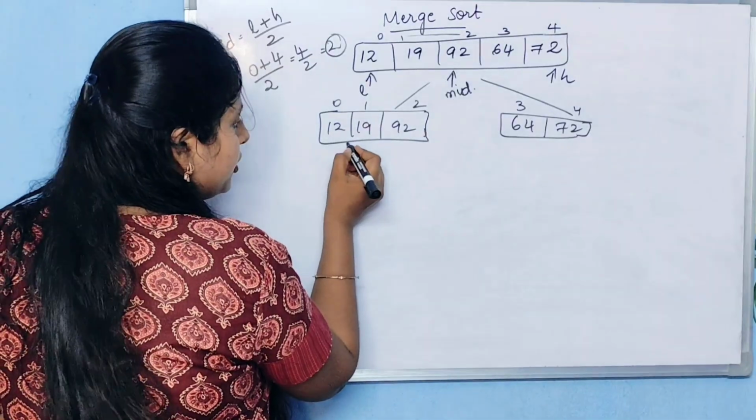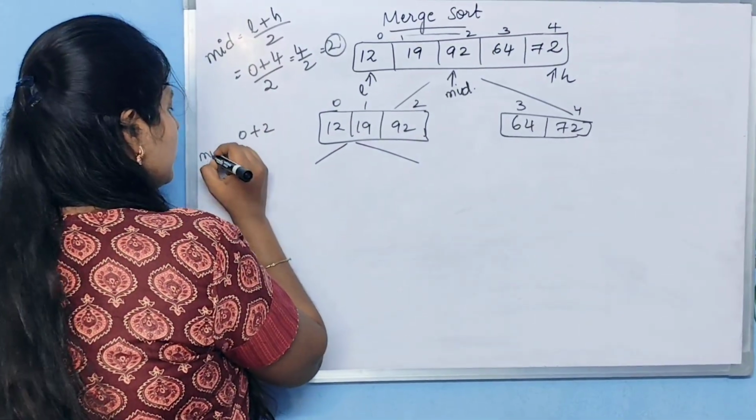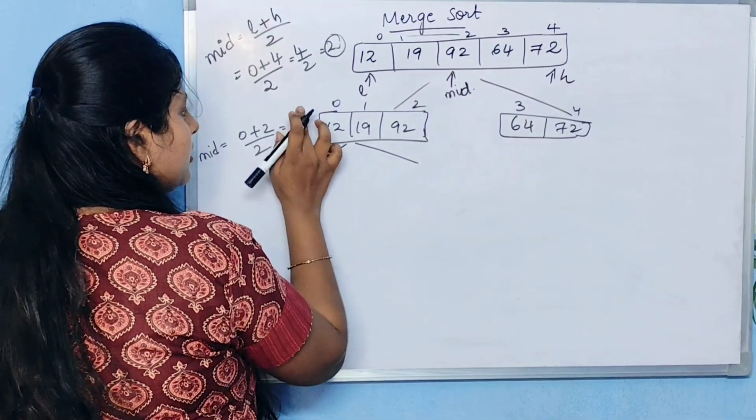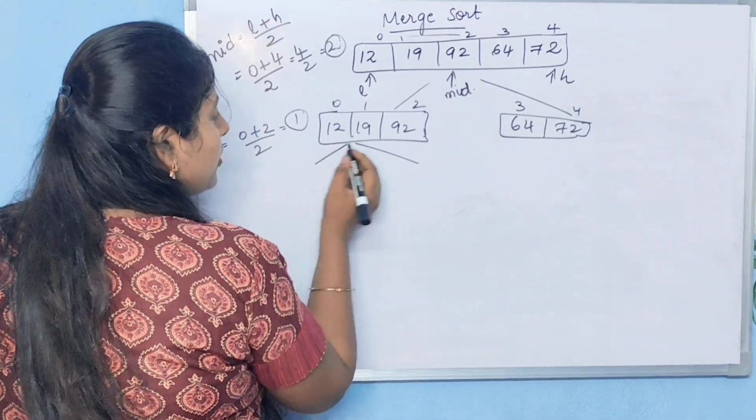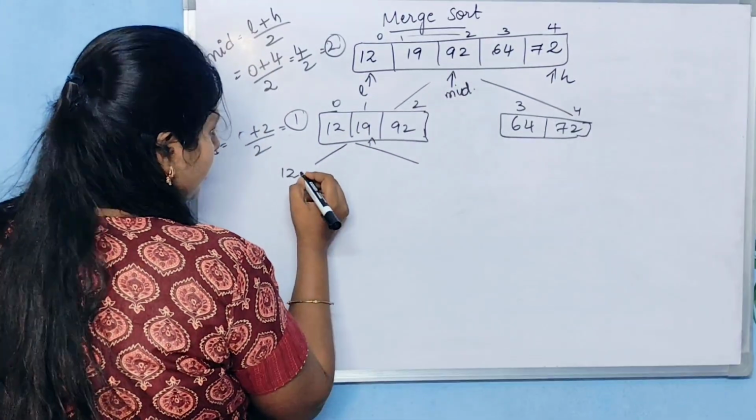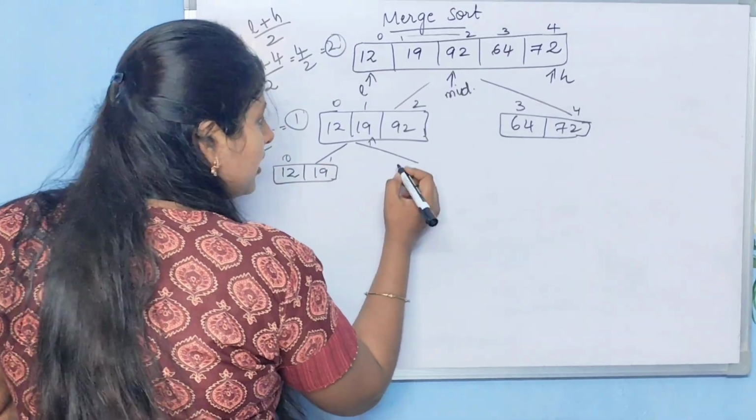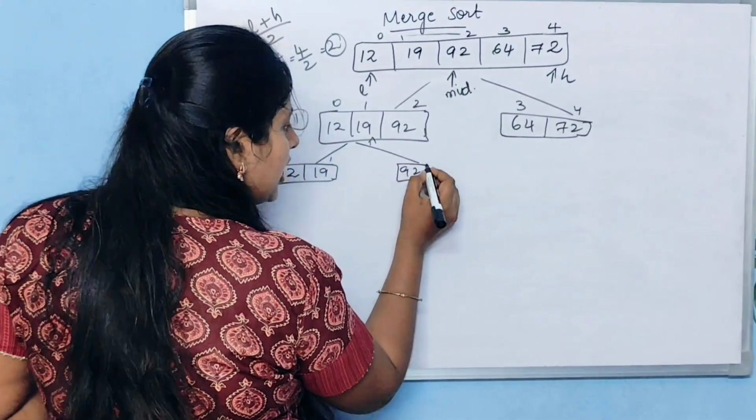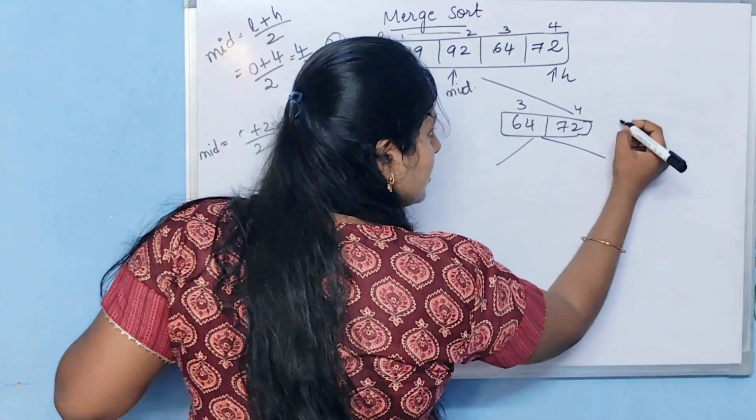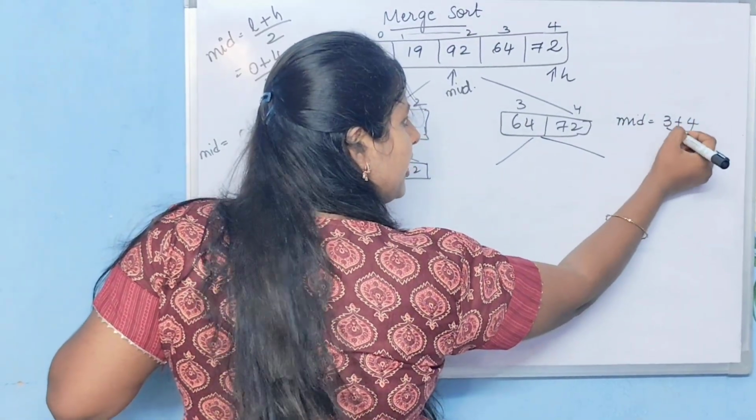Now divide this into two halves. So 0 plus 2 by 2, that is 1. So 1 is my mid value, and I will combine it in the left subarray. So 12 and 19, indexes 0, 1, and 92 is the other half. Now I will divide this. So mid equals 3 plus 4 by 2.